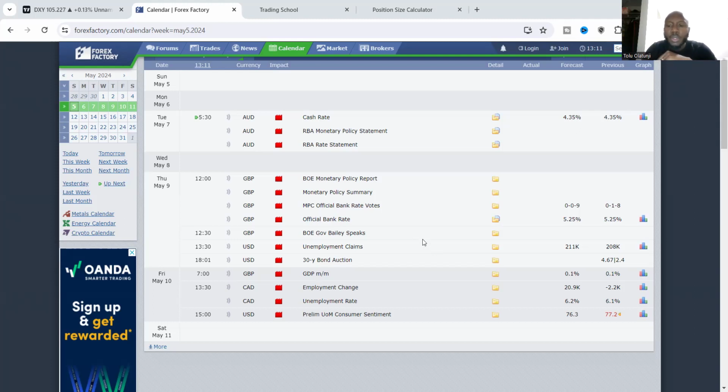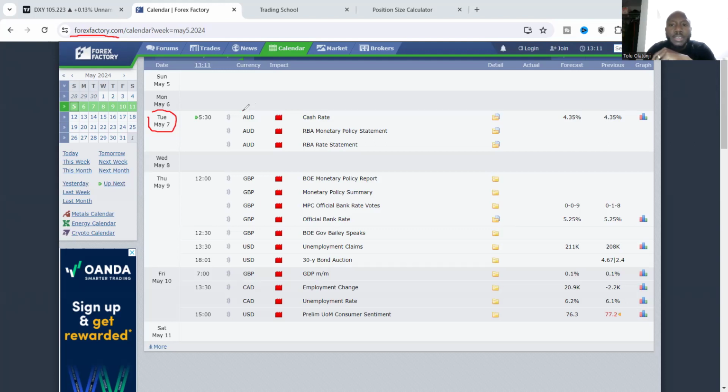So first of all, we always say the best thing to do and the first thing to do is to check the calendar. And you can see here we have the calendar for this week. We got this from Forex Factory, forexfactory.com. So today, May 7th, Tuesday, we already turned on only the high impact news because these are the news that would move the market in a volatile way.